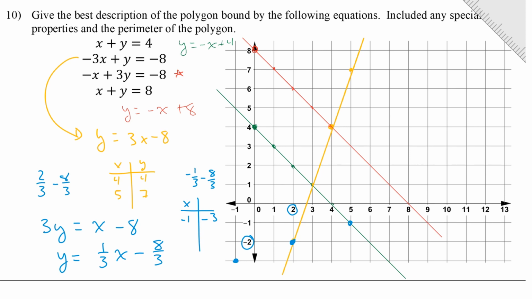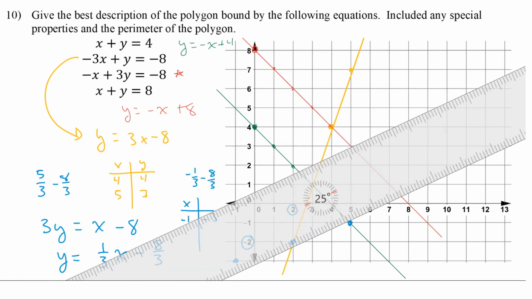I might check one more. If I put in 5, I think I'll just erase this too. If I put in 5, it becomes 5/3. And 5/3 minus 8/3 is negative 3/3, which is exactly negative 1, and that's the point I plotted. So pretty confident that this is our third and final line.